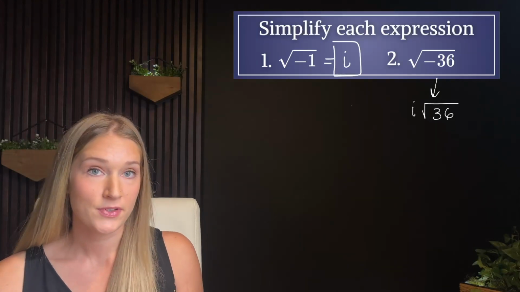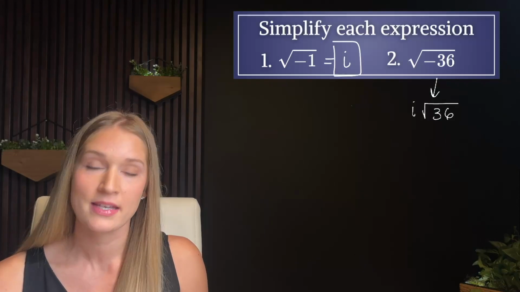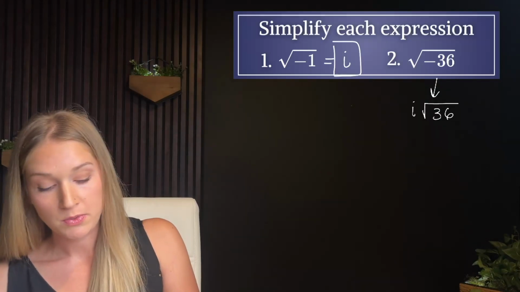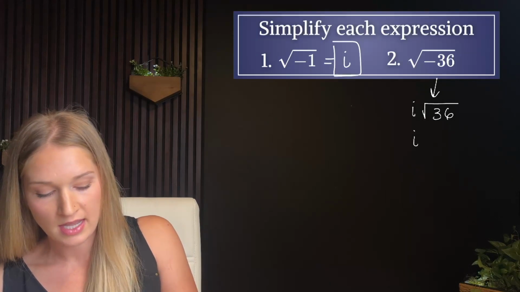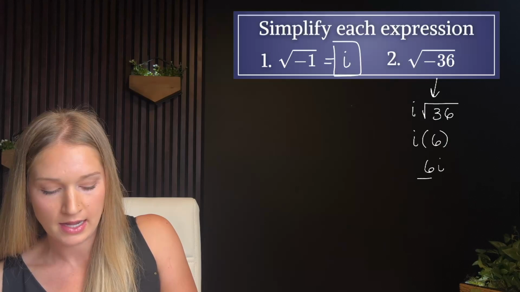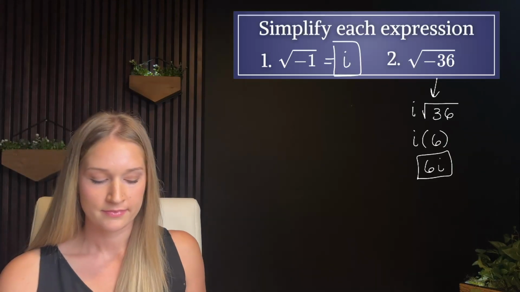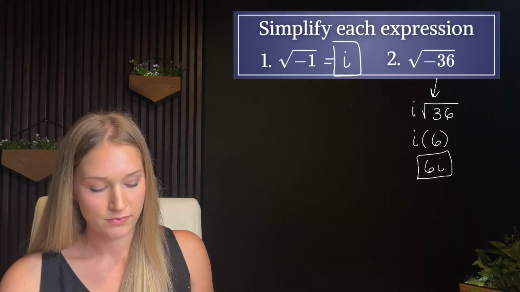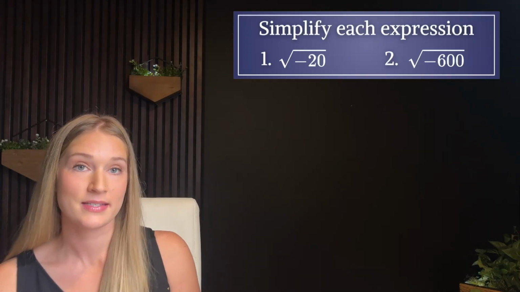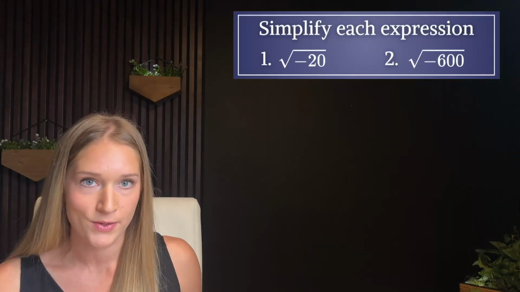I can go one step further. I know what the square root of 36 is. If you need to make pairs, you can. If you're comfortable, you don't have to. Square root of 36 is just 6, so this is i times just 6, which becomes 6i. Okay, I've got 2 more for you. So I'm going to do the same thing, except your radicals in these aren't going to simplify all the way.